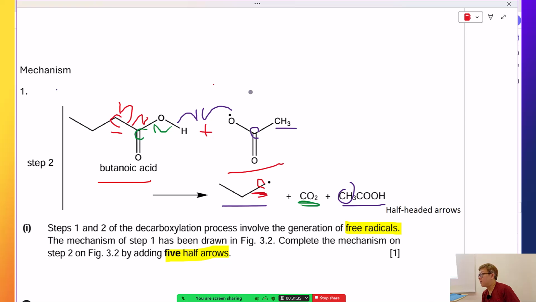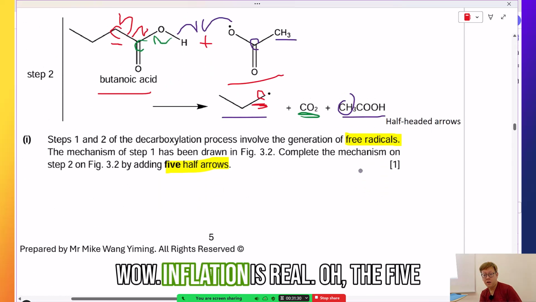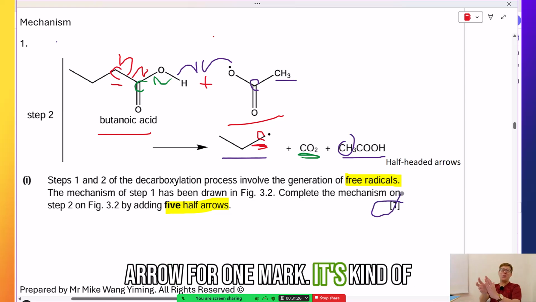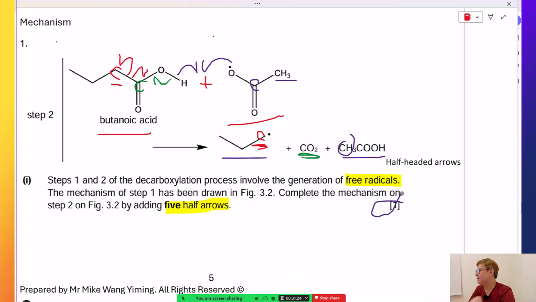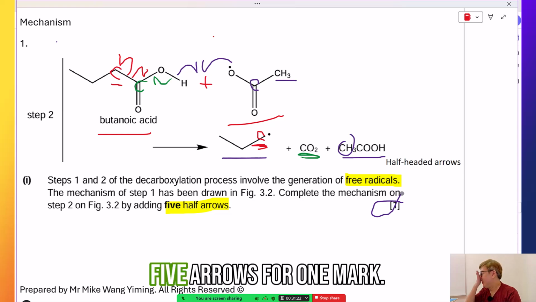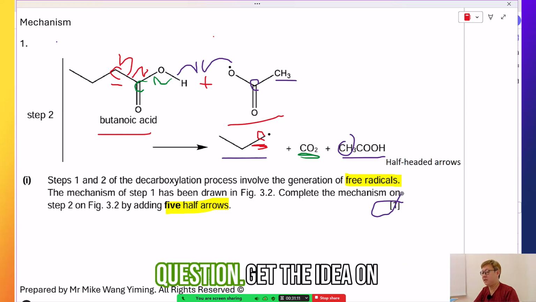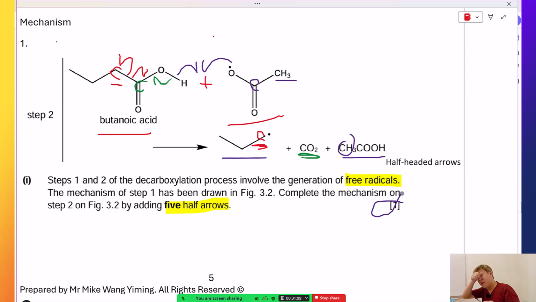All these for 10 marks. How much? Wow! Inflation is real. All the 5 arrows for 1 mark. I think it's kind of evil. 5 arrows for 1 mark. Wow. Which school? Won't tell you. Very evil, right? This is a classic A differentiator question. Get a better idea on how I do?